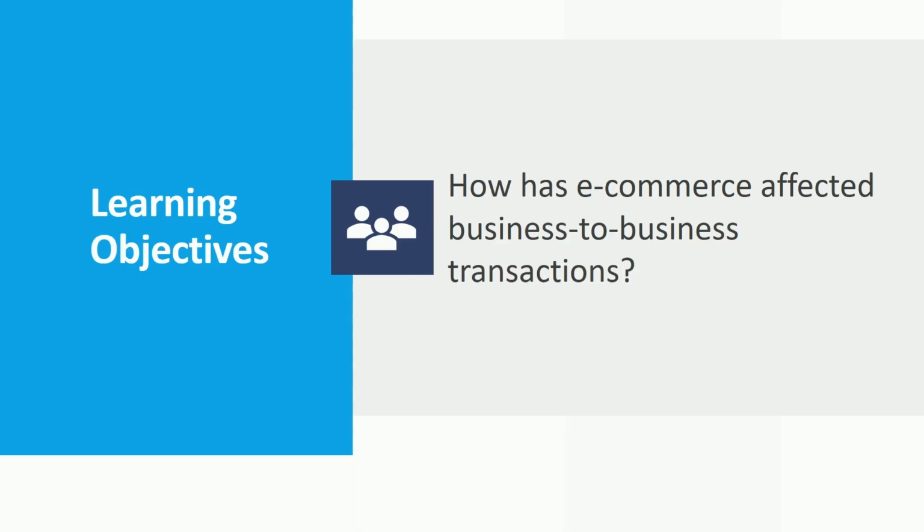Now, let's move on to the next section. In this section, we'll examine how e-commerce has transformed business-to-business transactions. E-commerce, or online buying and selling, has significantly changed the way businesses interact with one another. We will explore the effect of e-commerce on B2B dealings, from simplifying processes to reaching broader markets and creating new business approaches.